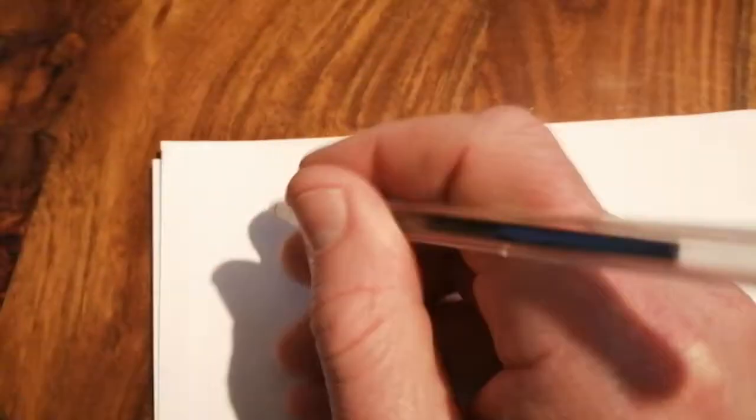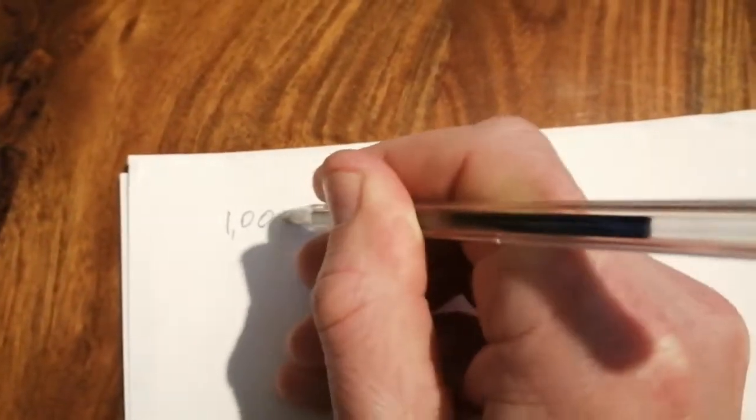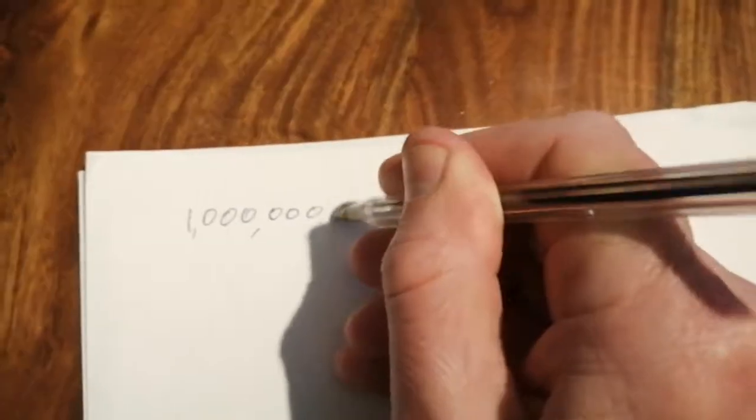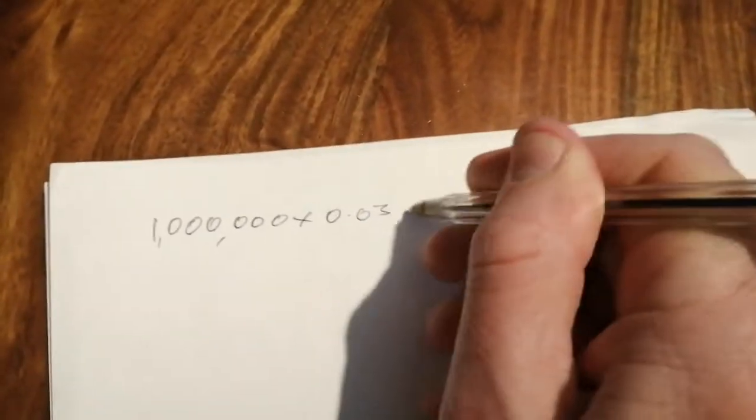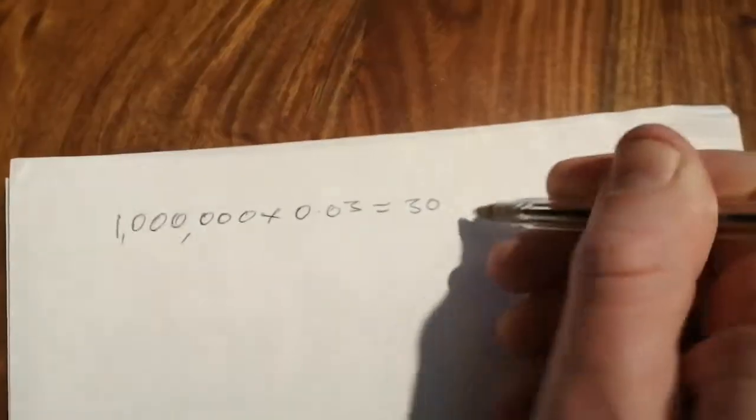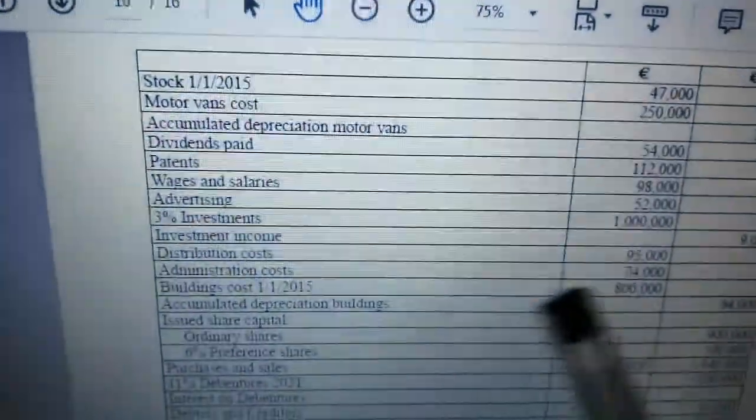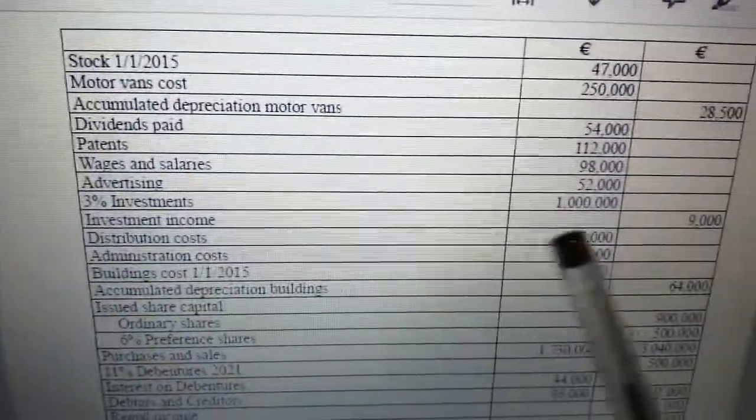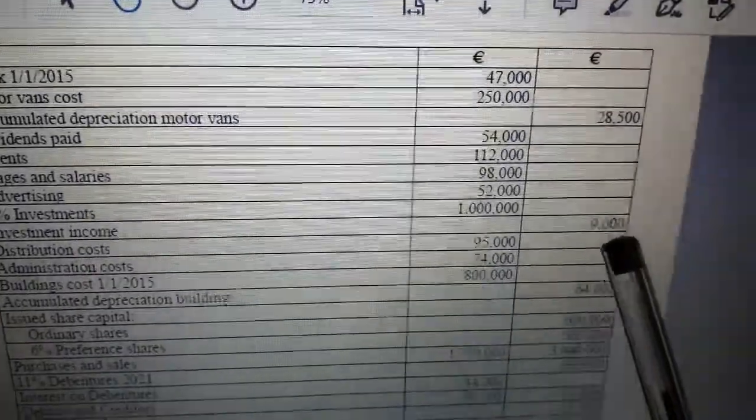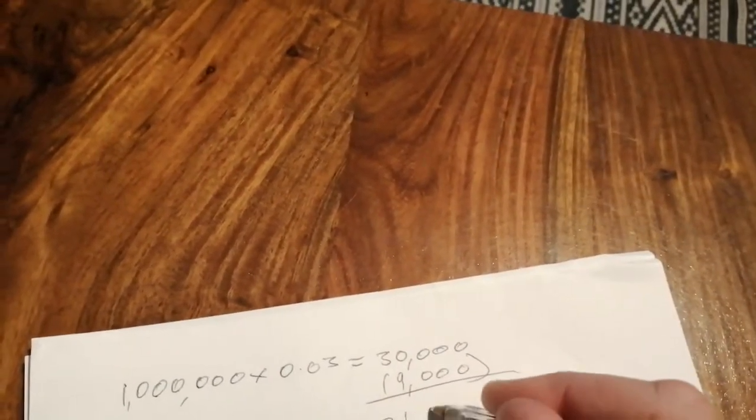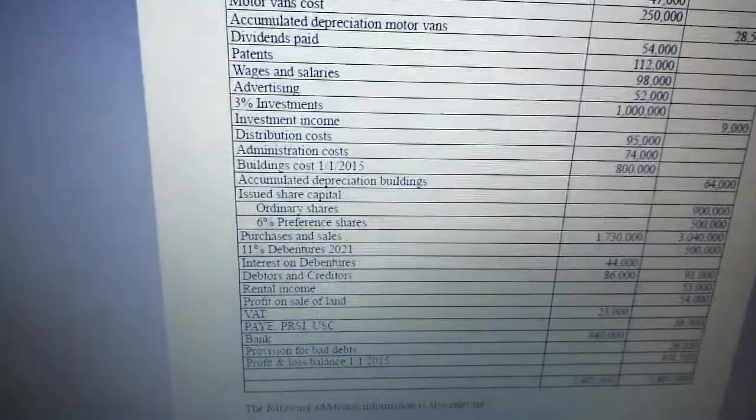So let's just do that over here. 1 million by 3% is 30,000. And then you have investment income that you received. It's a gain, so it's on the credit side, 9,000. So if we subtract the 9 that you already got, it means that you are owed 21,000. So owed by your debtors, not your trade debtors, but your other debtors if you like, even though I would just include it all in the debtors.